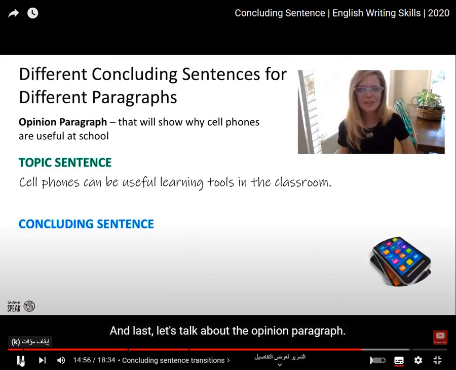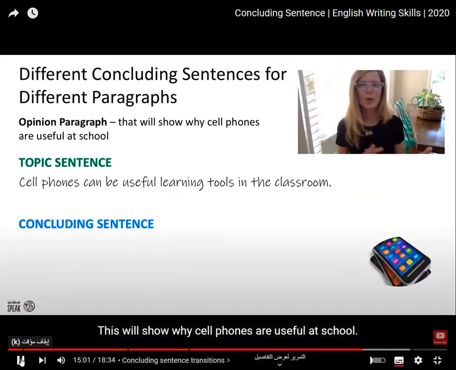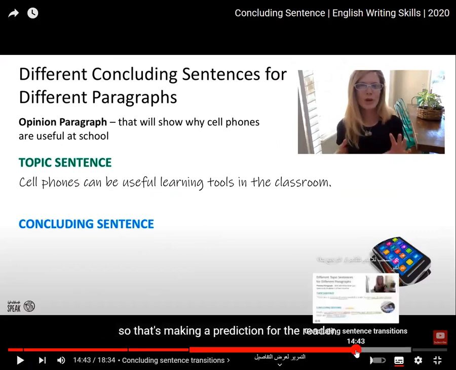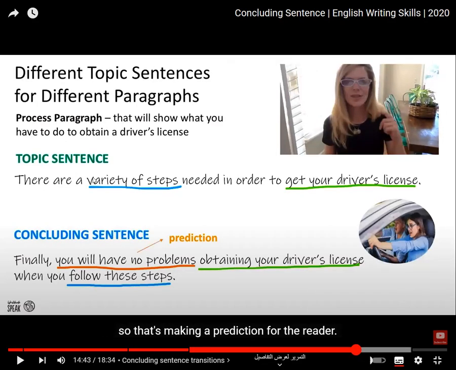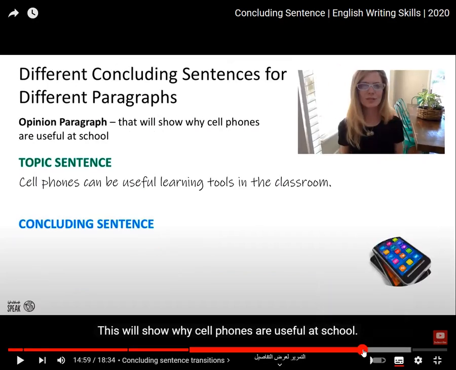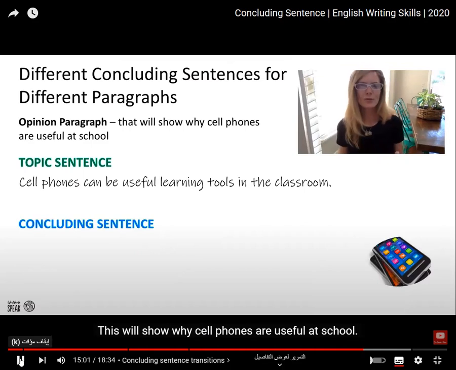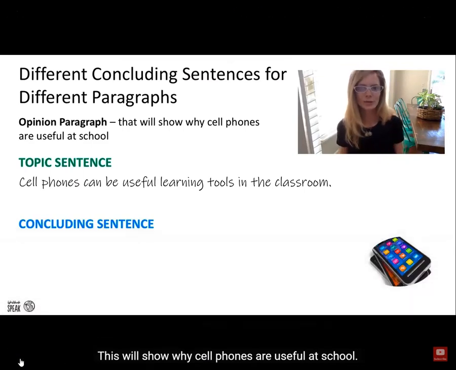And last, let's talk about the opinion paragraph. This will show why cell phones are useful at school. Now you know this is an opinion paragraph, which expresses an opinion, whereas the previous one is called a process paragraph. That is a type of paragraph. After that we moved on to the opinion paragraph. This will show why cell phones are useful at school.